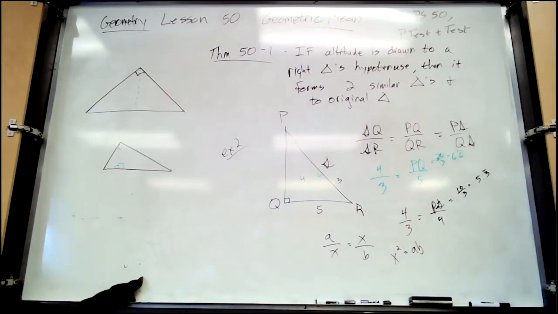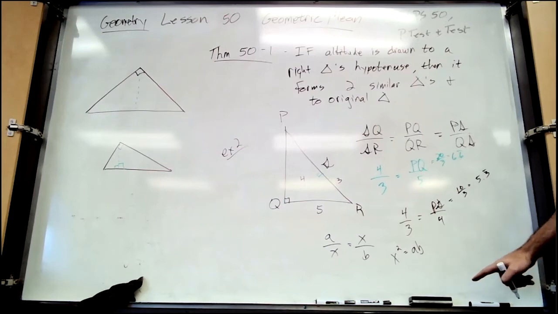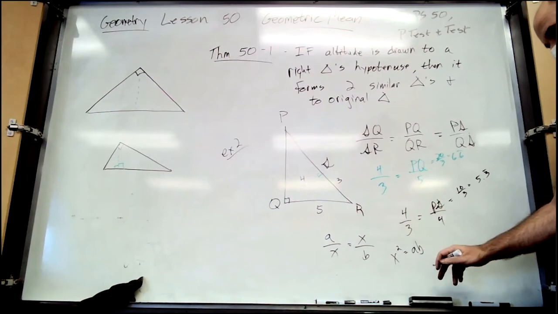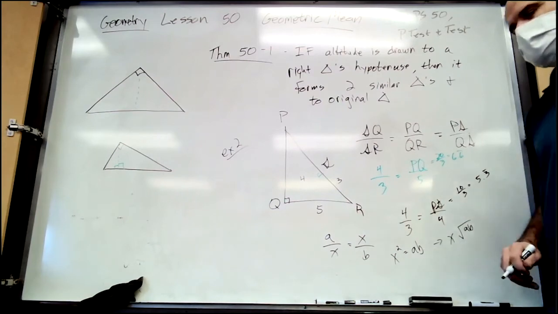So how do you find X? How do you solve for X? Yeah, so you have to get rid of that little 2. The opposite operation of squaring something is square rooting. So X equals the square root of AB.